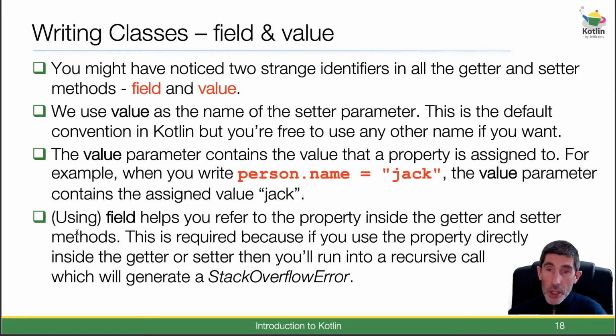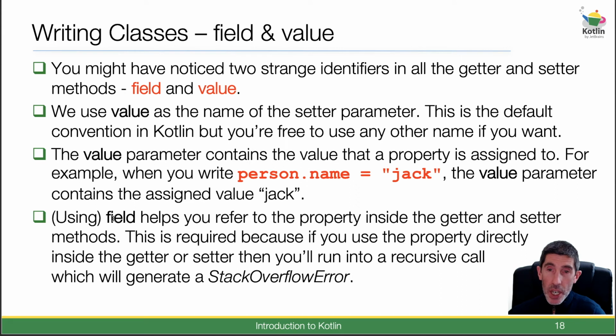If we're using field, that helps you refer to the property inside the getter and setter methods. This is required because if you use the property directly inside the getter or setter, then you run into a recursive call which will generate a Stack Overflow. So you couldn't actually call it ID inside it, or name inside it, because then you get that recursion and you will end up with that Stack Overflow error.